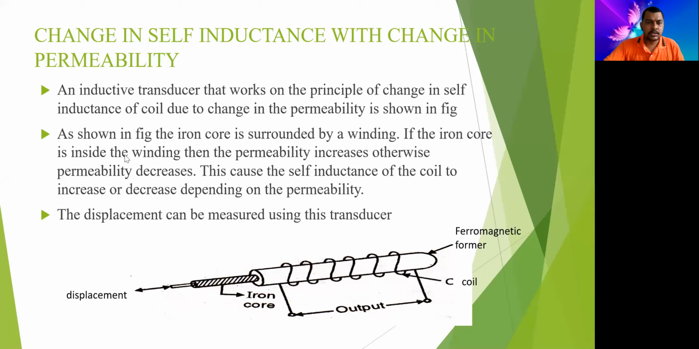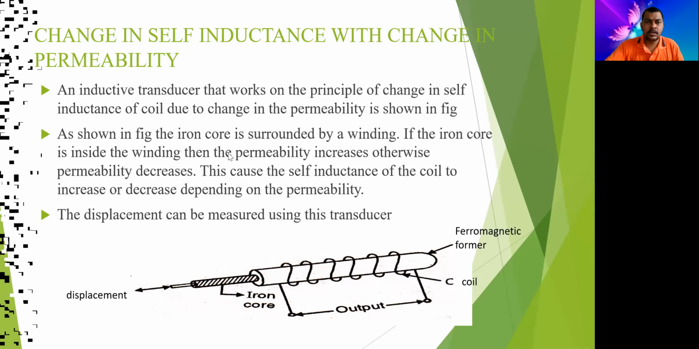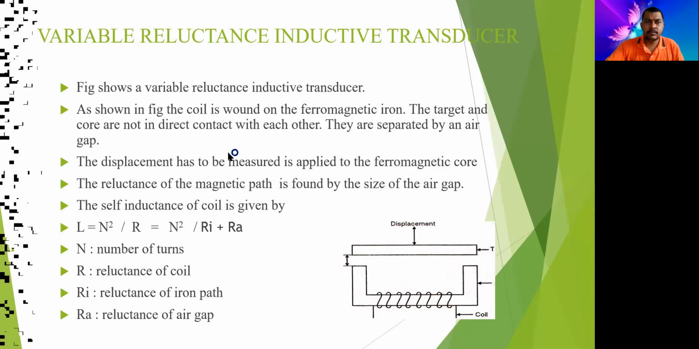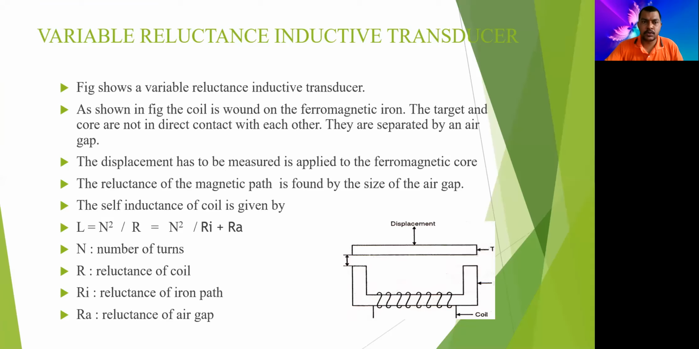Yes. So this is the concept of the change in permeability. Okay, I guess you have understood this. So we are changing the magnetic field, exactly. That is all there. And then we have variable reluctance, inductive transducers.